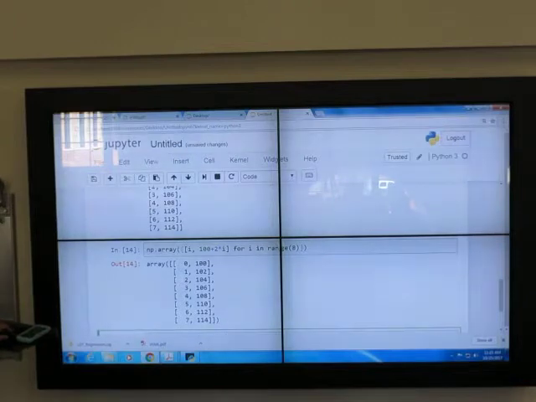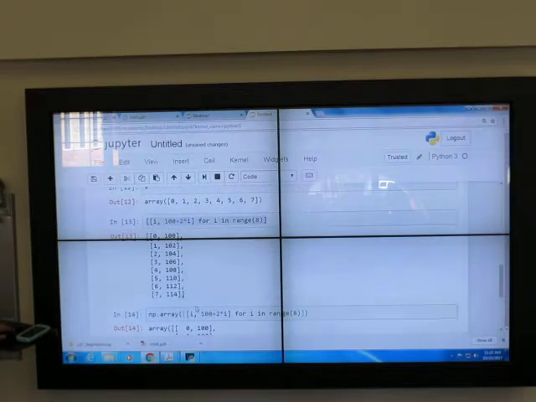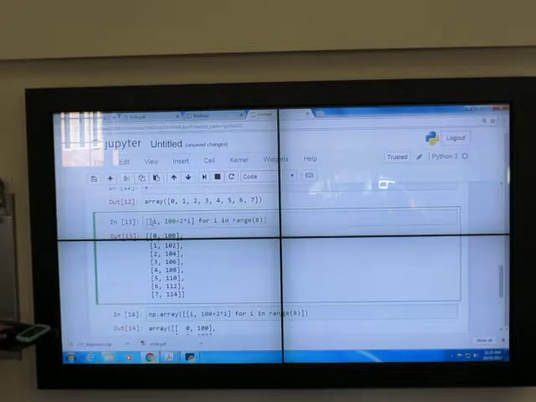Okay, how about we don't stack them together, but we just start with list comprehension. You still remember this? 2D list comprehension. Bracket, i, comma, 100 plus 2i, bracket, for i in range 8. So it creates 8 of these things, from 0 to 7 and 100 to 114. So this is a list of lists. It's a nested list, right?